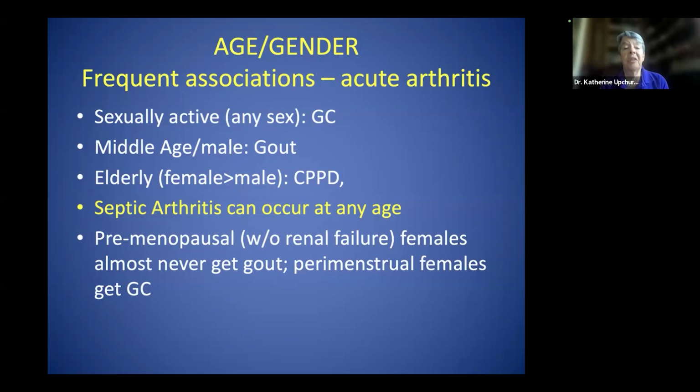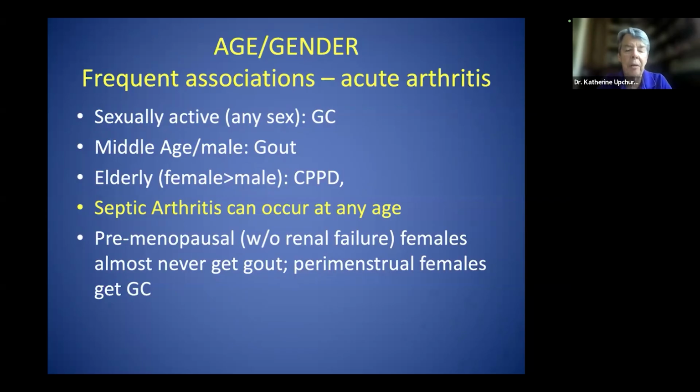Middle-aged male who particularly drinks beer or other alcoholic beverages: gout. Elderly females, more commonly than males, can develop what we call pseudogout, which is a manifestation of CPPD or microcrystalline arthropathy due to calcium-containing crystals. Red flag: septic arthritis can occur at any age, so don't rule it out if you see an angry joint, although many times the angry joint in a man will be gout, but always consider septic arthritis and treat it as if it's an urgent problem.